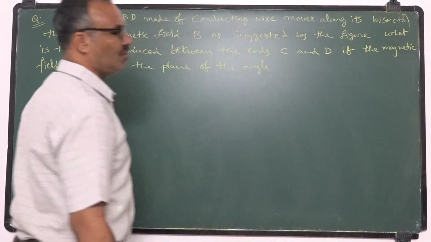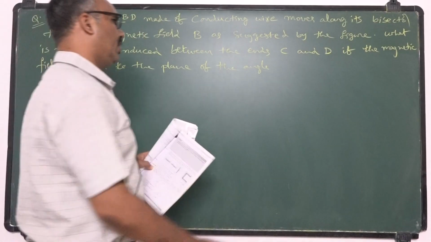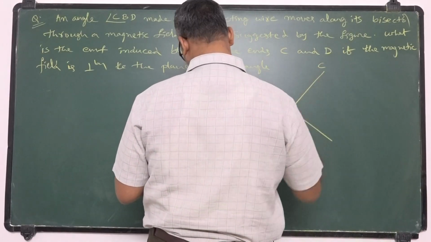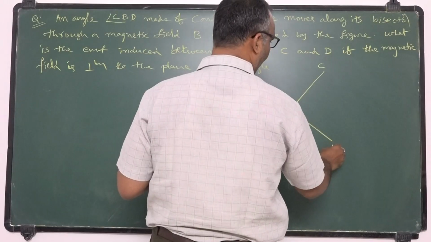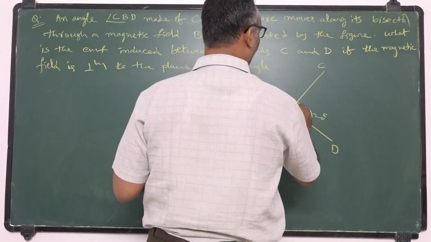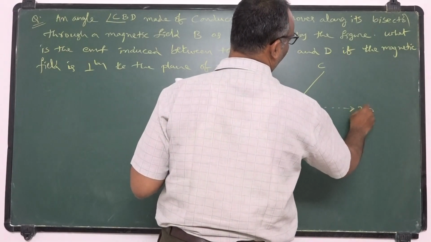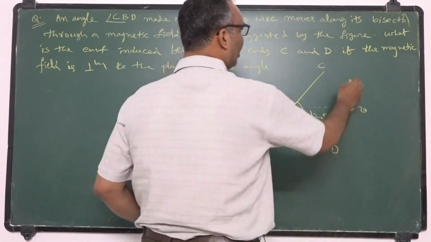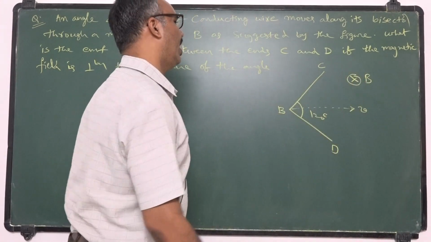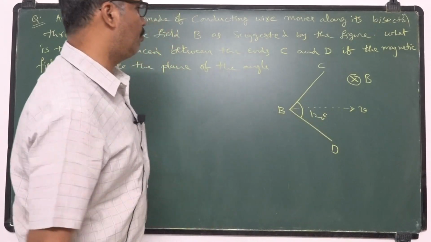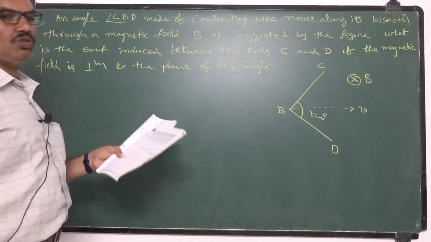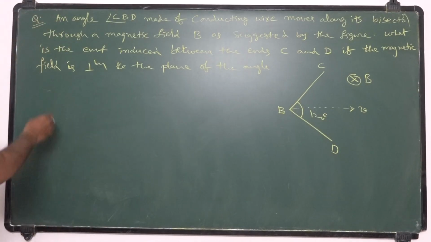So this is the question, and the figure they gave is like this. This is C, this is B, D. The angle they gave is 120 degrees, and it is moving along the bisector of the angle with velocity v, and the magnetic field is perpendicular to the plane of the angle containing the paper, into the paper, like that. This is the question. Solution.